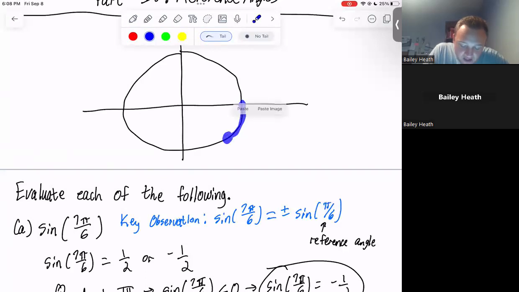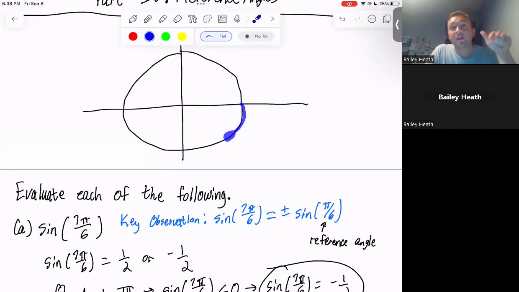And pi over 4 is going to take us halfway between this point (1, 0) and the point (0, -1), right? It's going to take us halfway there, because this entire thing is pi over 2. So pi over 4 is going to be half of that. So we see we're here in quadrant 4.